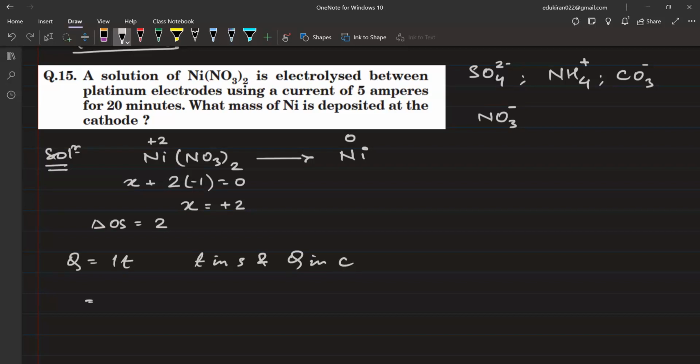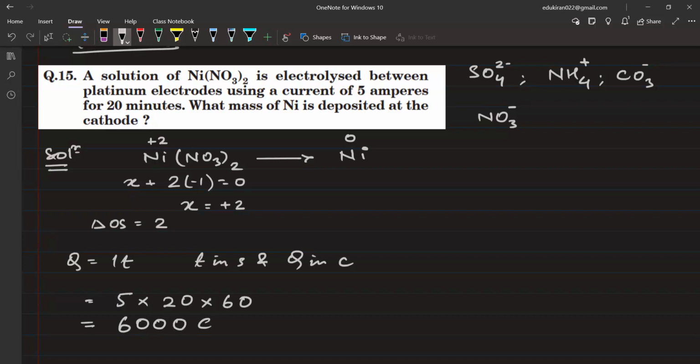Now Q is equal to I into T. I is equal to 5, time is equal to 20 minutes, and converting minutes to seconds we multiply by 60. So this will be equal to how much? 5 into 10 is 100, 100 into 6 is 600, into 10 is 6000. Yes or no, please tell me. Yes. 6000 coulombs.